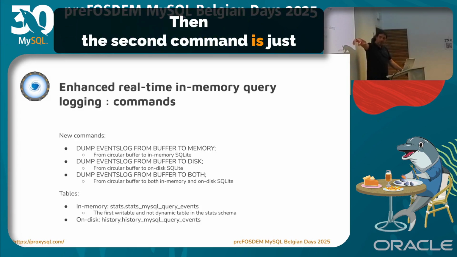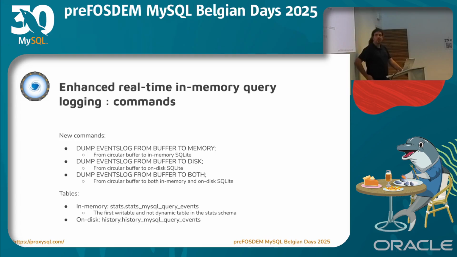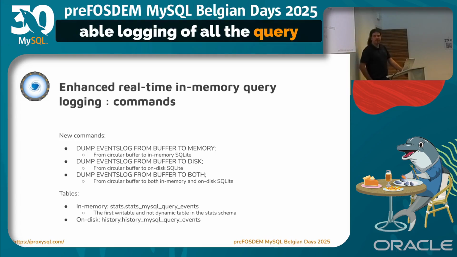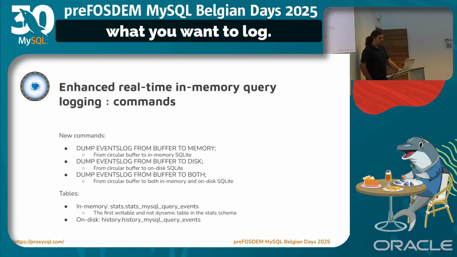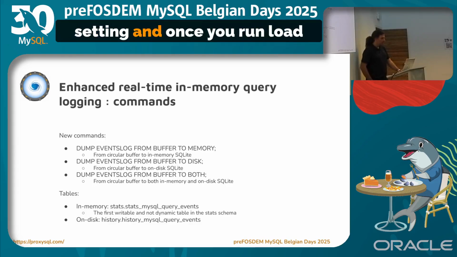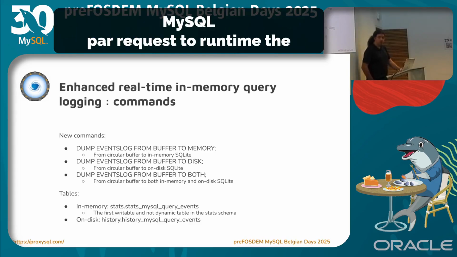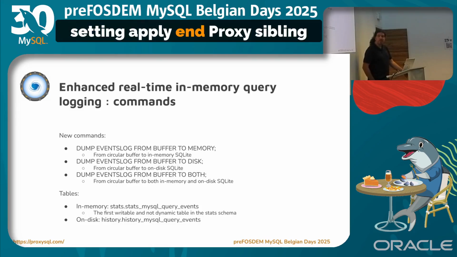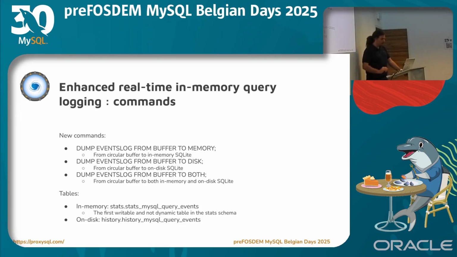Then the second command just enables logging of all the queries, because otherwise you need to specify on a query basis what you want to log, and then you just apply the setting. And once you run LOAD MYSQL VARIABLES TO RUNTIME, the setting applies, and ProxySQL will start logging all the queries.